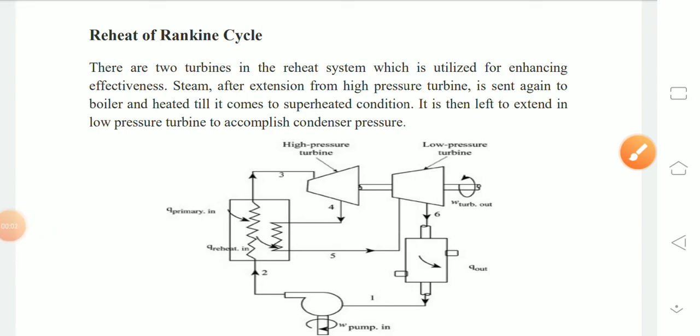Hello friend, today I am going to explain the reheat Rankine cycle and how to calculate the thermal efficiency of the reheat Rankine cycle. There are two turbines in a reheat system, which is utilized for enhancing effectiveness. Steam after expansion from the high pressure turbine is sent again to the boiler and heated until it comes to a superheated condition. It is then left to expand in the low pressure turbine to condenser pressure.